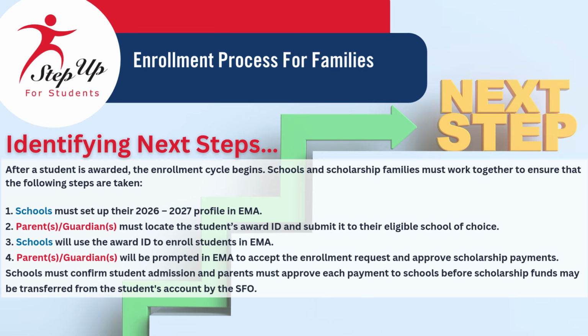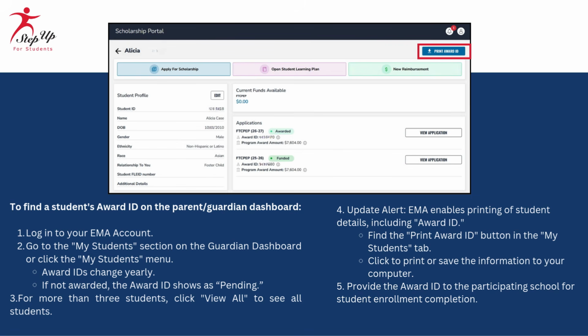This partnership between families and schools is important because funds cannot be transferred until the school confirms admission and the parent approves the payment. One of the first things families need to do is locate the student's award ID. To find it, log into your EMA account and go to the My Students section on your dashboard. If you have more than 3 students, you may need to click View All to see everyone listed on your account. Please keep in mind that award IDs change every year, and if your student has not yet been awarded, the status may show as pending.